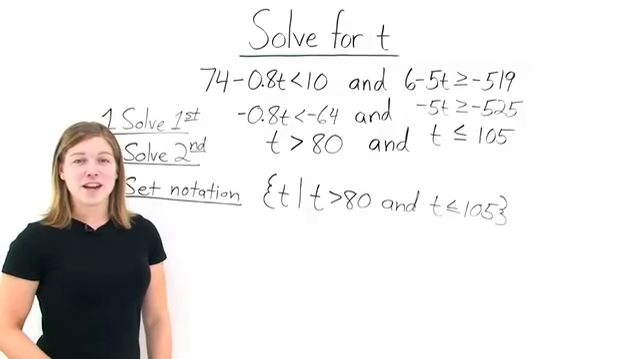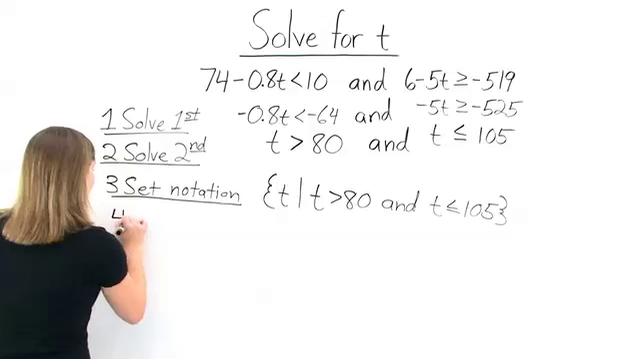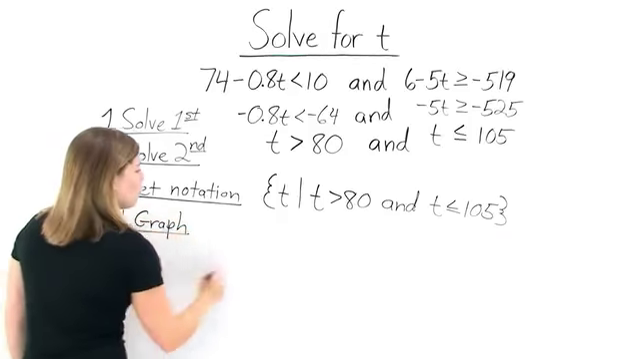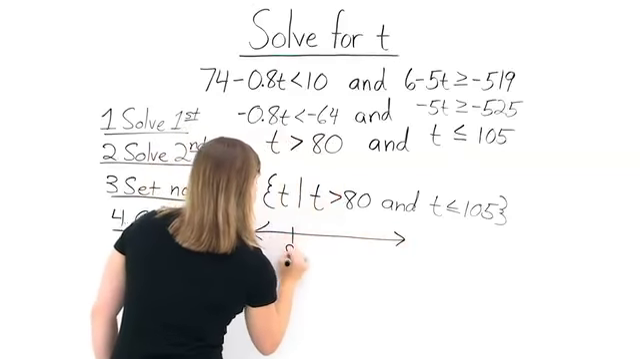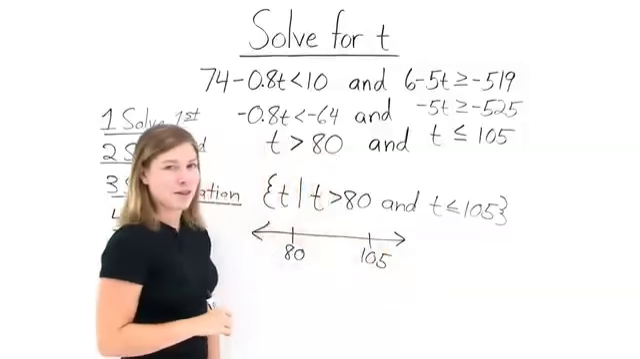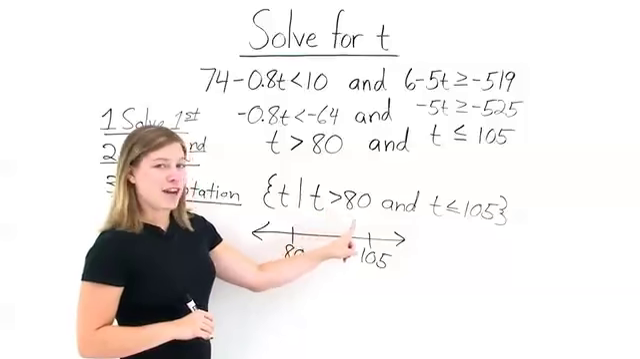The last thing we needed to do was to graph our solution. First, let's graph each one of our inequalities. So we set up our number line. Let's just mark 80 and 105, since those are the two numbers that we're dealing with. Let's graph this first inequality. t is greater than 80.